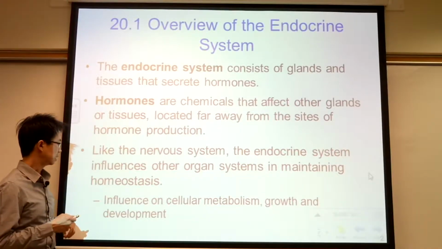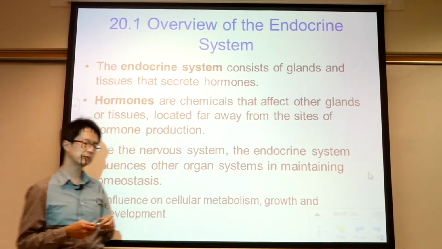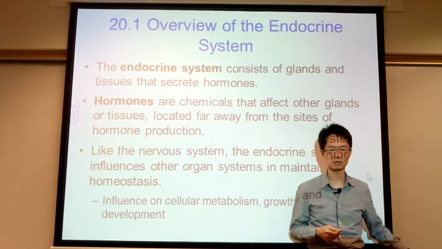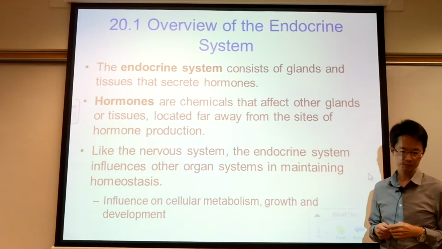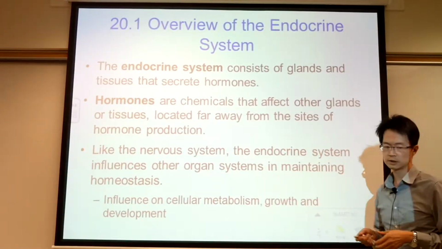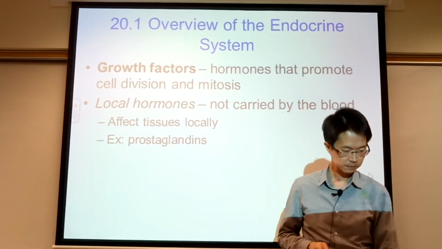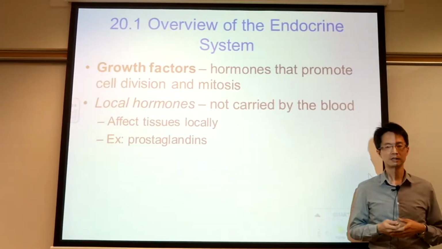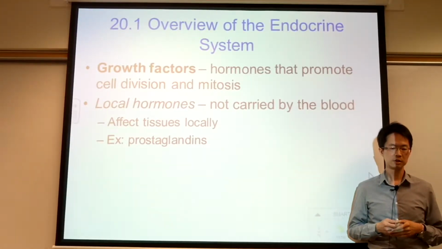And just like the nervous system, the endocrine system also maintains the homeostasis of our body. And it can affect metabolism, growth, and development. Growth factor is a form of hormone that can provide cell division or mitosis.